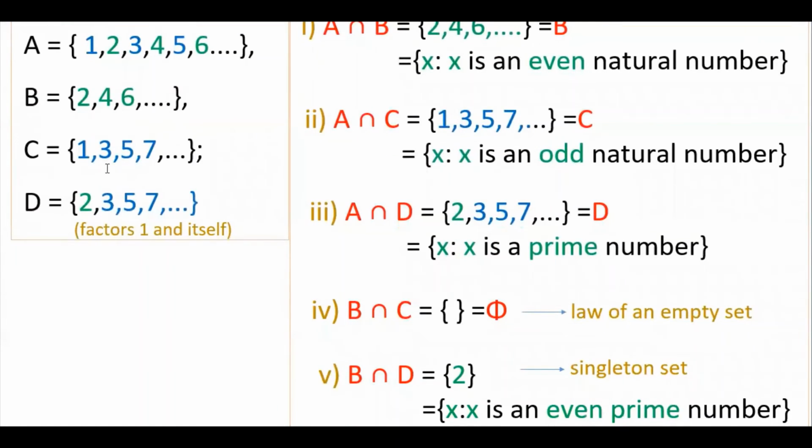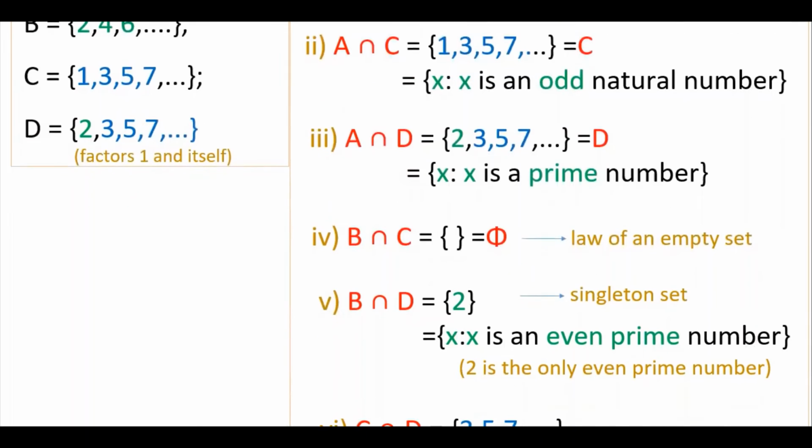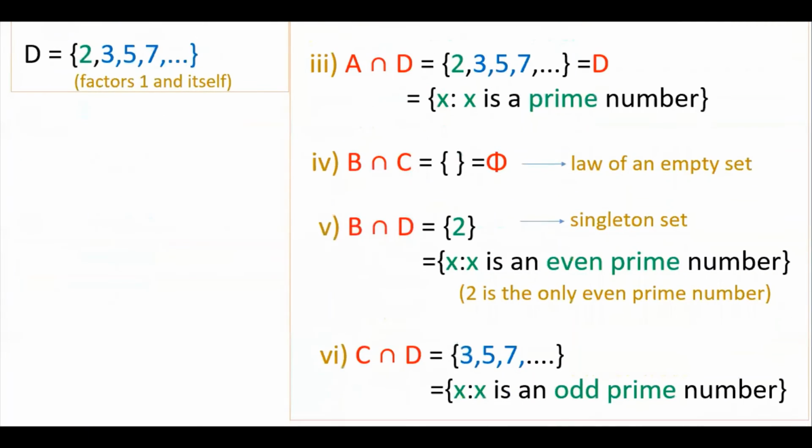Next one is B intersection D. B and D: see here, only one common element, 2. We know that 2 is an even prime number. Only 2 is the even prime number. So here, the singleton set {2}, X such that X is an even prime number. And next one is C intersection D.